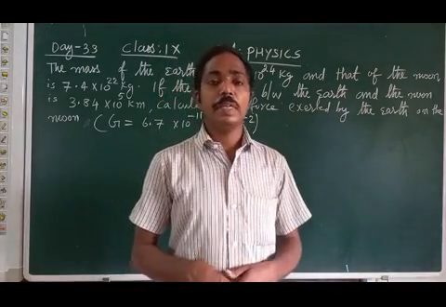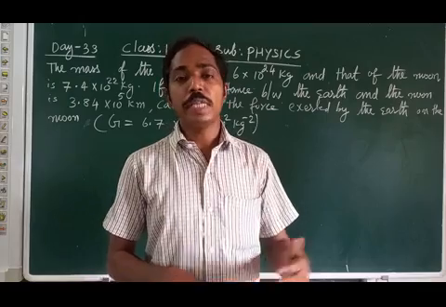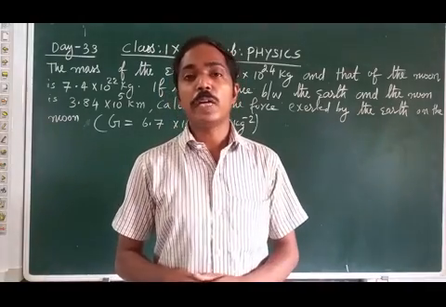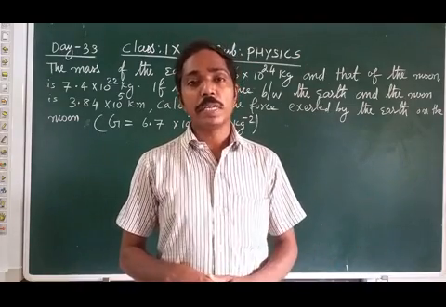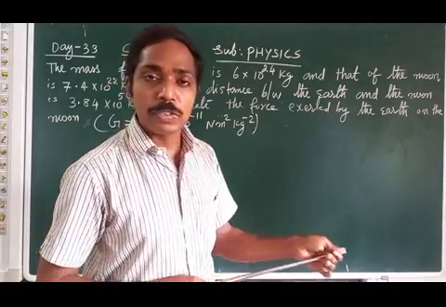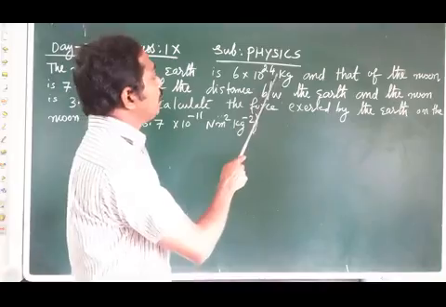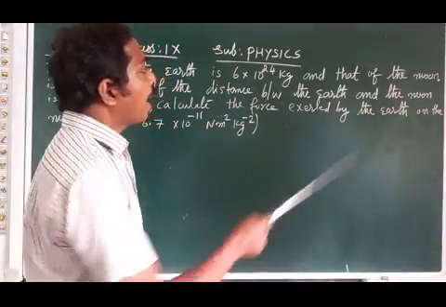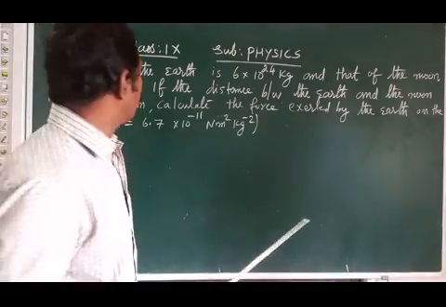Last class we discussed the universal law of gravitation and we derived the expression F equals G M m by r square. Based on that equation, now we are doing a problem. I will explain the question. The mass of the earth is 6 into 10 raised to 24 kg and that of the moon is 7.4 into 10 raised to 22 kg.